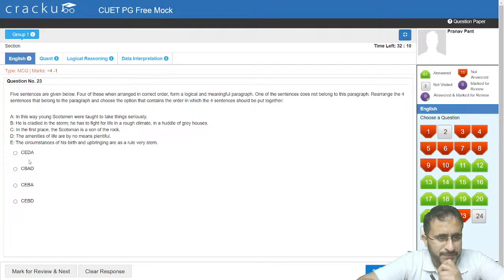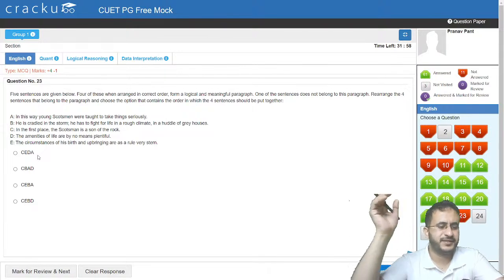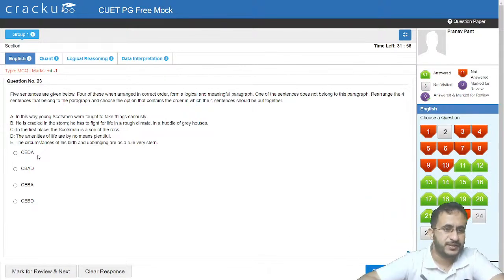Then we have CEB, CED. CEB: he is cradled in the storm. He has to fight for life in a rough climate. So CEB looks right here. See, C is saying that the Scotsman is a son of the rock, meaning he is a very strong person, right? Son of the rock means strong person. Circumstances are very stern. Stern means strict. Then he describes the circumstances. He is cradled in the storm. He has to fight for life in a rough climate in a huddle of grey houses.